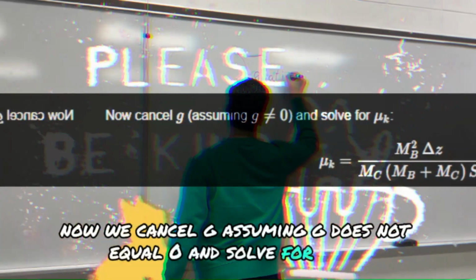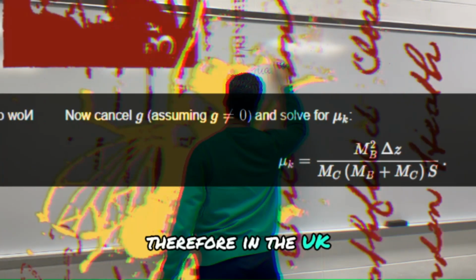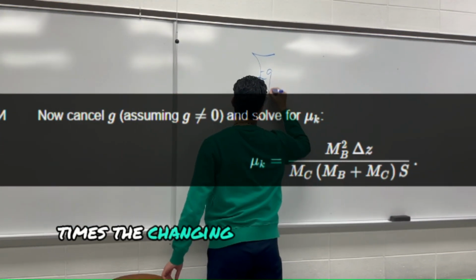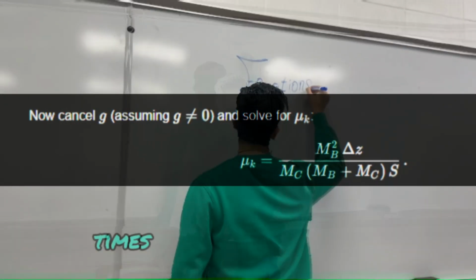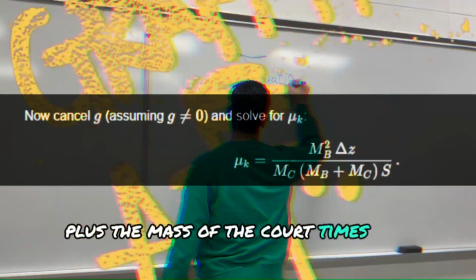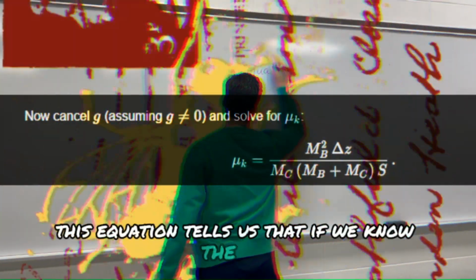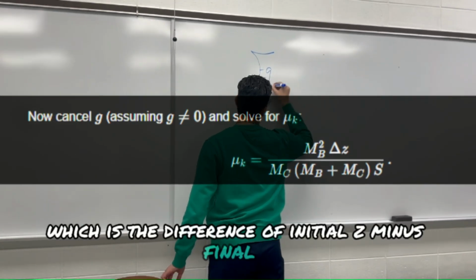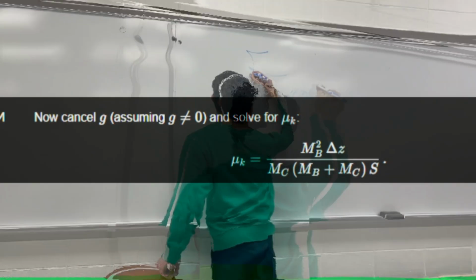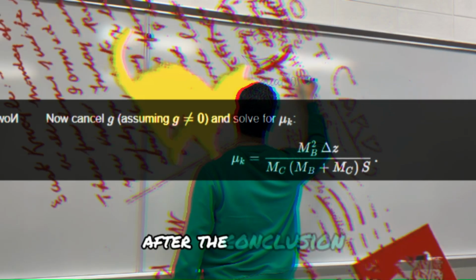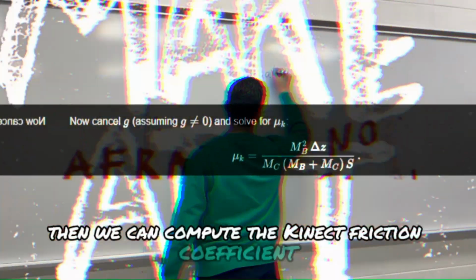Now we cancel g, assuming g does not equal 0, and solve for mu k. Therefore, mu k equals the mass of the bag squared times Δh, over the mass of the cart times the mass of the bag plus the mass of the cart, times distance s. This equation tells us that if we know the drop height change Δh, which is the difference between initial z and final z, the masses mb and mc, and measure the distance s that the cart travels after the collision, then we can compute the friction coefficient mu k.